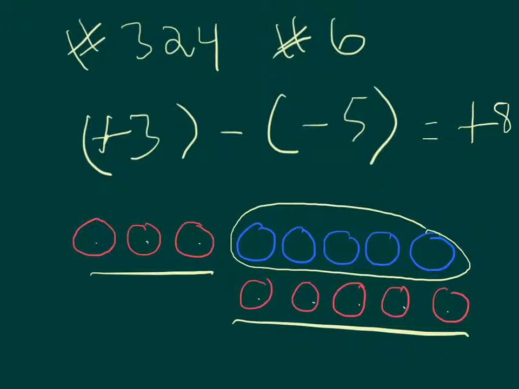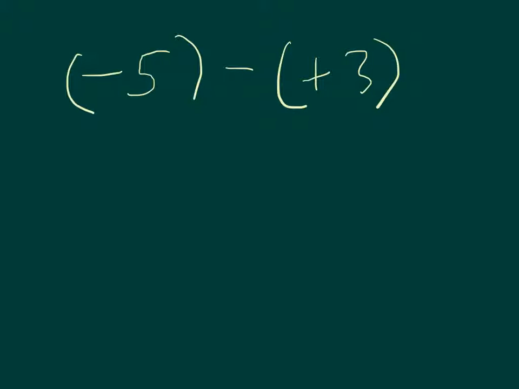Okay. Let's now try question 6b. Now we're going to try negative 5 minus positive 3, which is question 6b. So it's negative 5 subtract positive 3. Alright, so let's start with our negatives. You have 5 negatives.